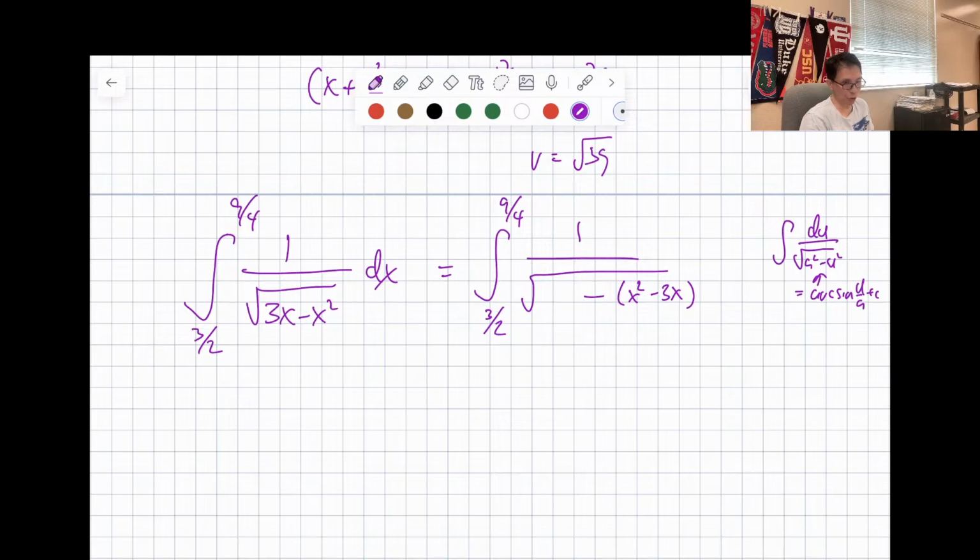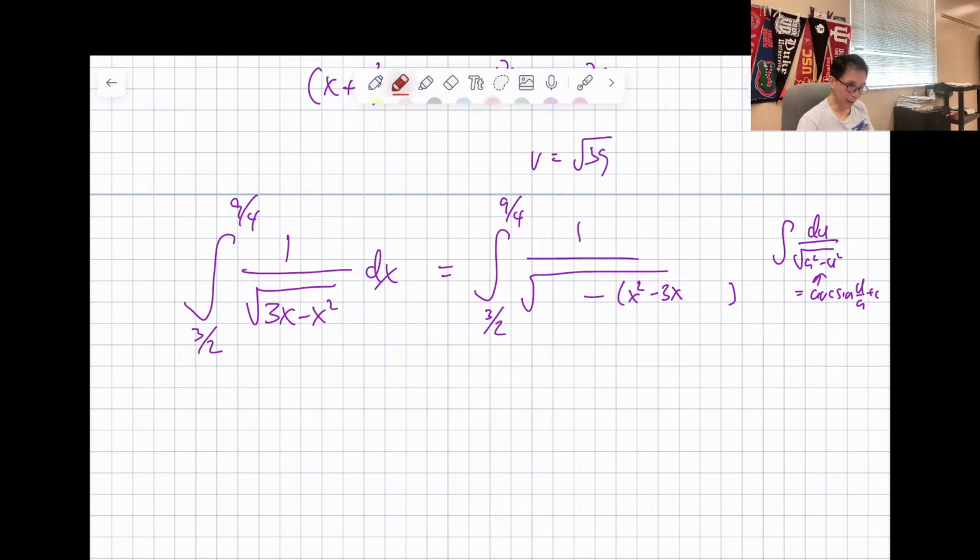If I distribute a negative sign, am I going to get negative x squared? If I distribute a negative sign, would I get negative 3x, or positive 3x? Is that okay? So would you say this is the same as before? Yes, it is. Okay, so now we're going to complete the square.